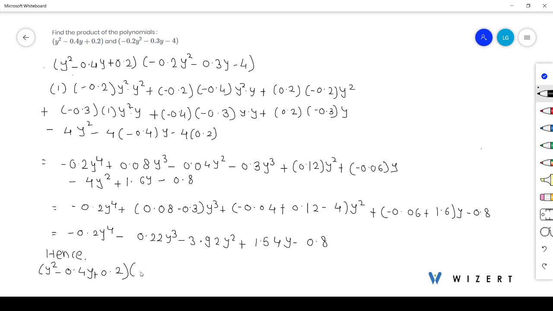0.2 into minus 0.2y square minus 0.3y minus 4 is minus 0.2y to the power 4 minus 0.22y cube minus 3.92y square plus 1.54y minus 0.8.